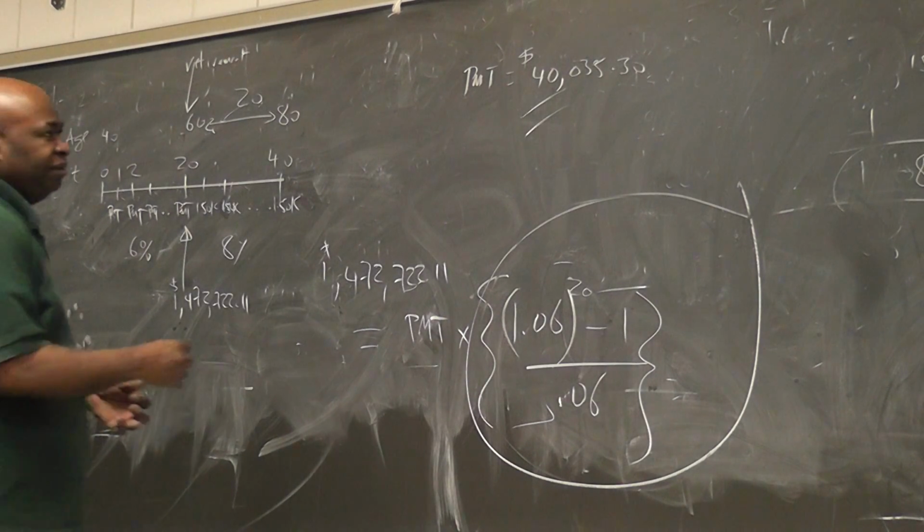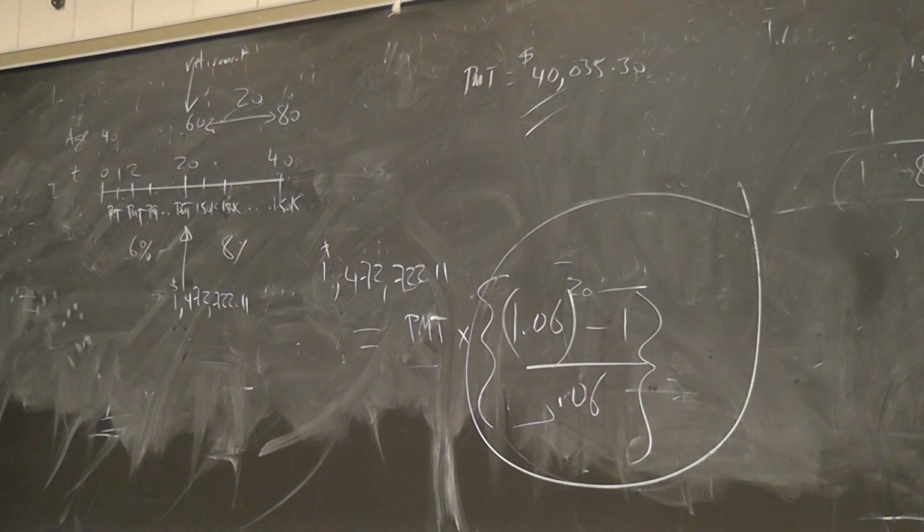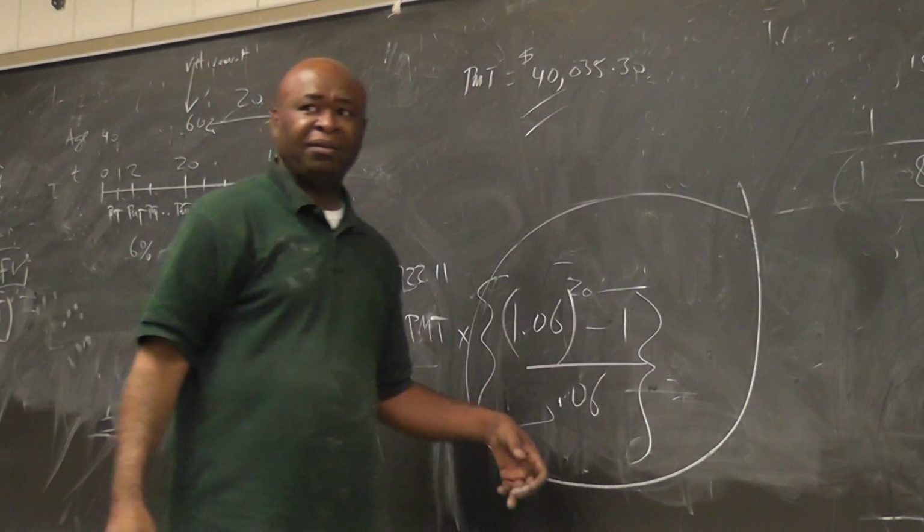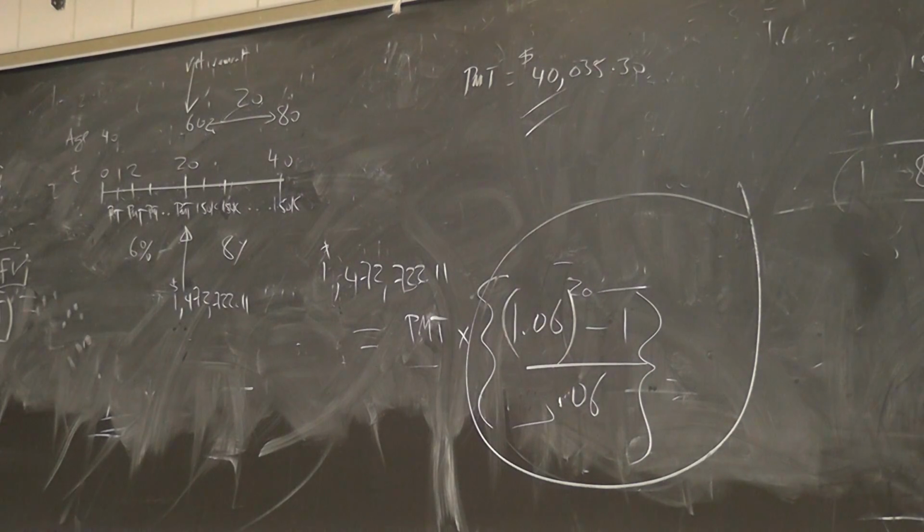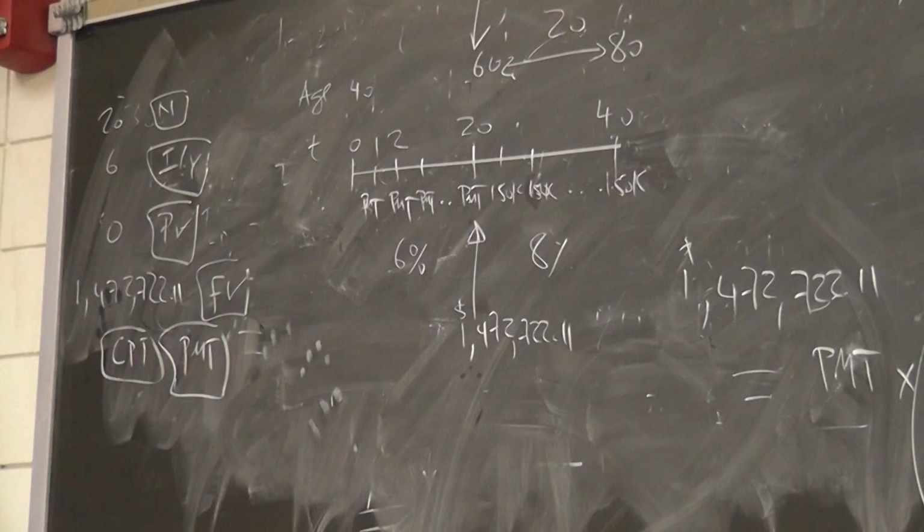Okay, let me write it. The way you would do it is 24 for N, 6 for I, 0 for PV, 1,472,722 for future value, and I compute PMT. That's it. If you're doing this, then you don't need to look for this number. If you want, you could, but then you will waste too much valuable time.